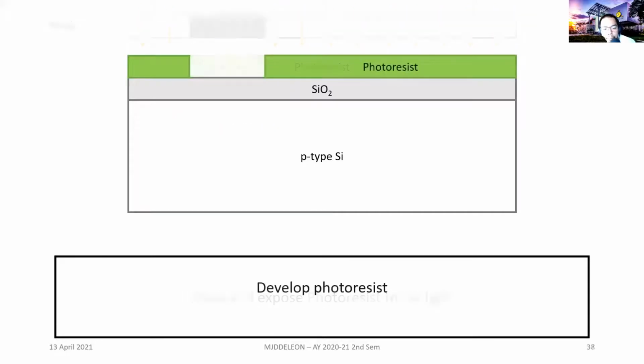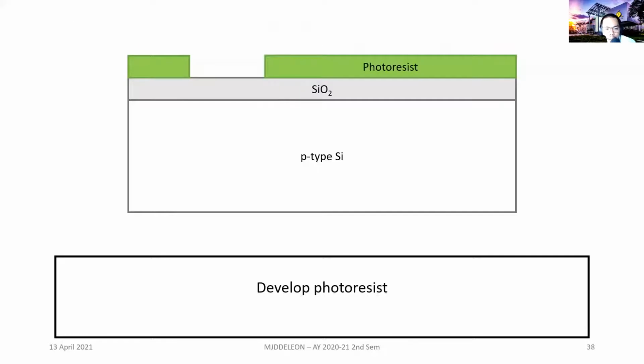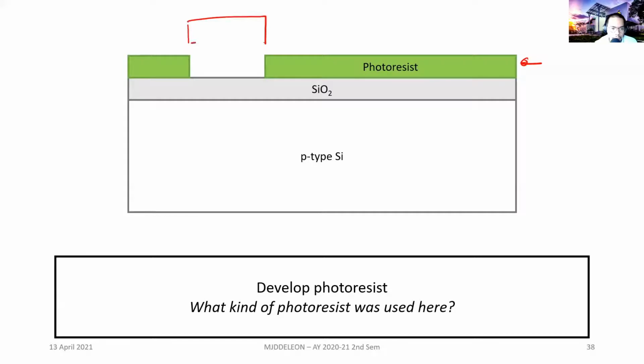Then, yan. So nakita na ito yung mask. I develop the photoresist and matitira yung pattern na to. So if ito yung pattern na nakuha ko and yung mask mo is ganyan, what kind of photoresist was used here? Since makita natin negative nung mask, yung nakuha natin pattern sa photoresist, this is a negative photoresist. So we get this pattern here. Ito yung lithography natin.